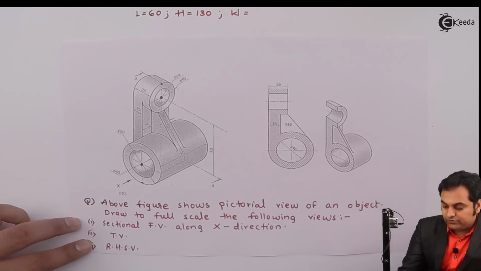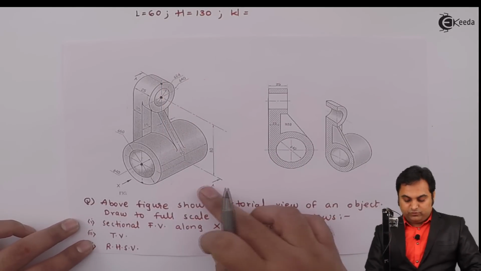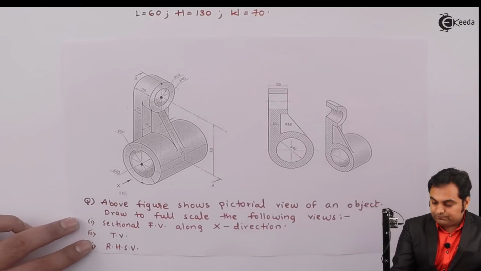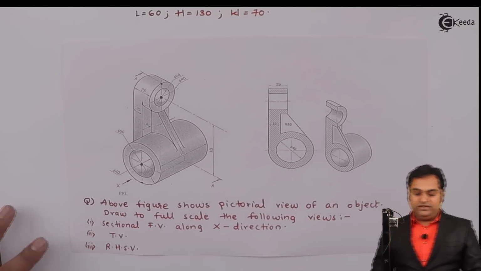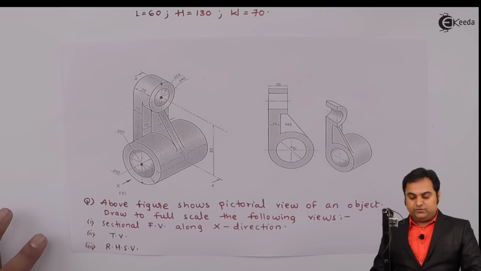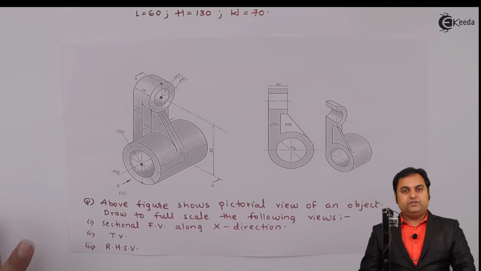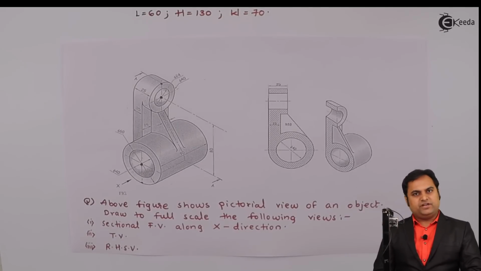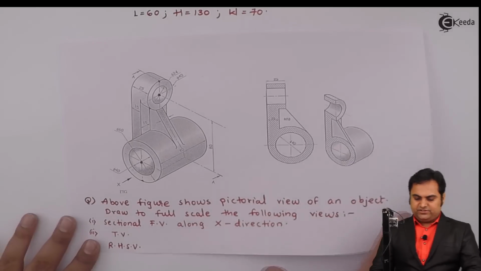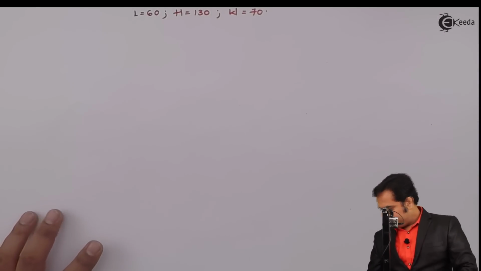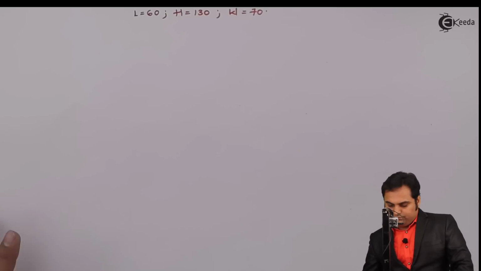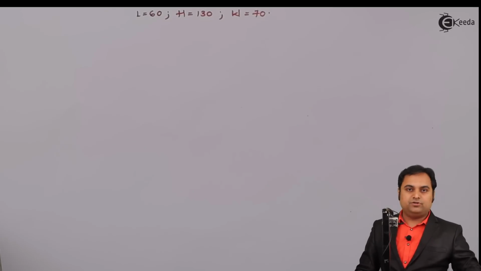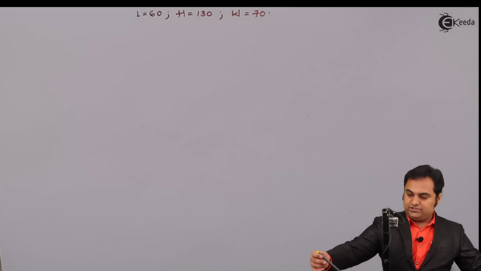And then the total width. For the width, we have to look from the side, and here the total width is 70 mm. Now once I know the total length, height and width of the object, I can start with the problem. Since the method is not mentioned, either first angle or third angle, I will be solving it by first angle, and first explain the spacing, because we have to do the spacing in each and every problem based on orthographic or sectional orthographic projections.